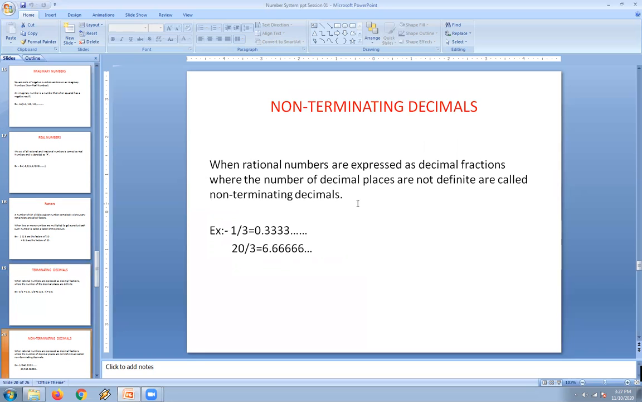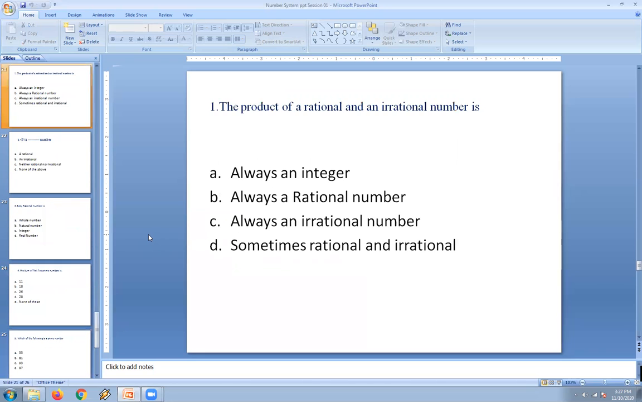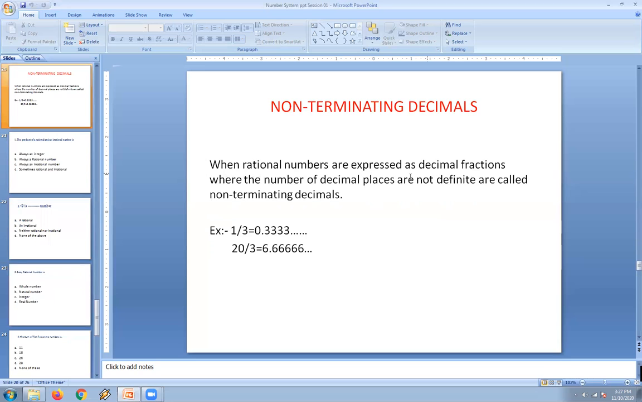And the next category is called non-terminating decimals. When rational numbers are expressed as decimal fractions where the number of decimal places is not definite, they are called non-terminating decimals. We can see very clearly in this example that the decimal places are not fixed. 0.33 means the 3 is repeated, it is recurring in nature. 0.6 means it is not fixed at a definite place, it is 0.66666, unlimited. When the number of decimal places is not definite and is recurring, they are called non-terminating decimals.